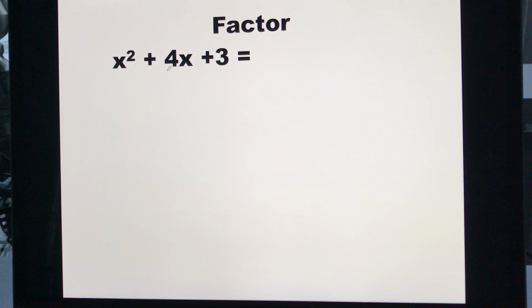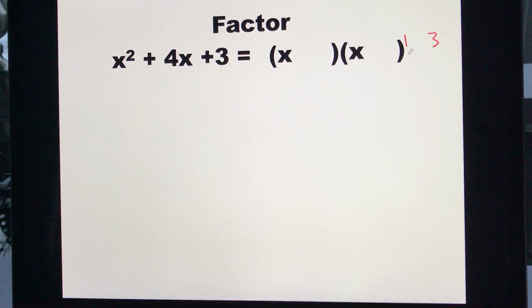X squared plus 4x plus 3. Okay, what multiplies to give me 3? 1 and 3, and yeah, they actually add to 4 as well. So that one's pretty quick. 1 and 3.